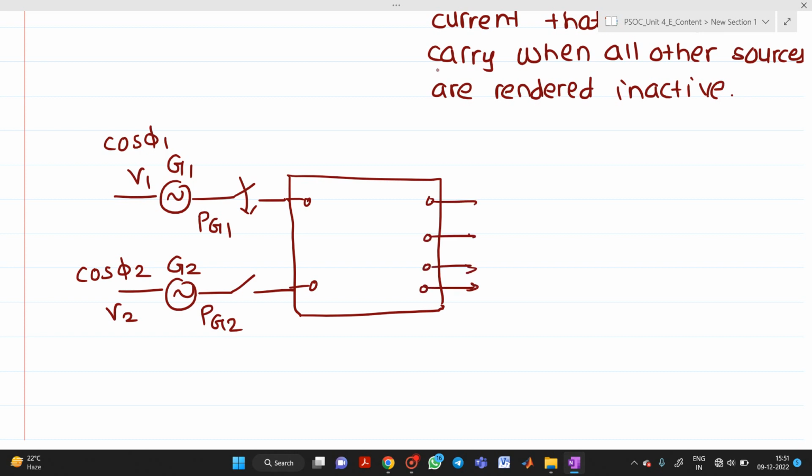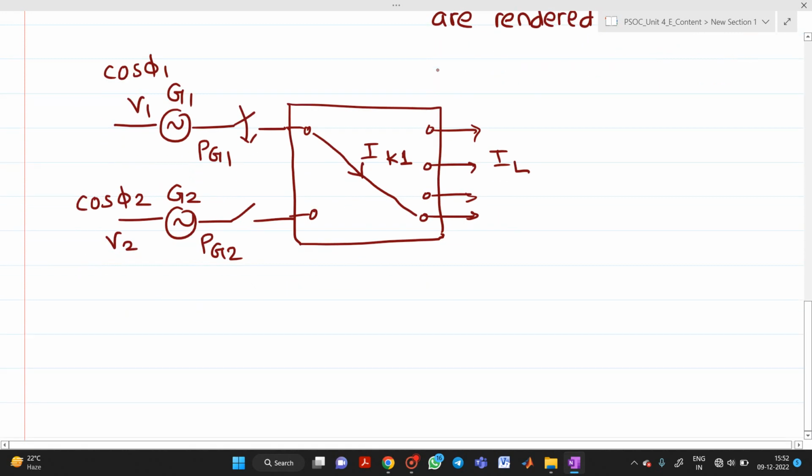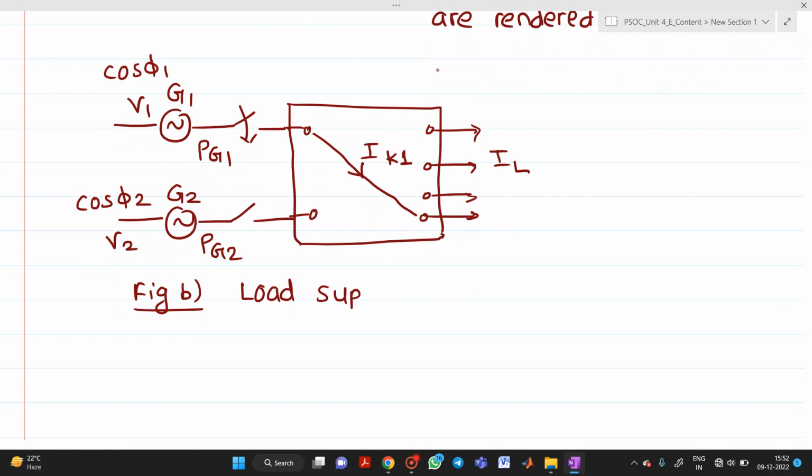So I will draw it like this. This will be your load current IL, and let's say this is the kth line through which the current flowing is IK1. Why have we written 1 here? Because only generator 1 is acting. I will name this figure the second figure: load supplied by generator G1 only.